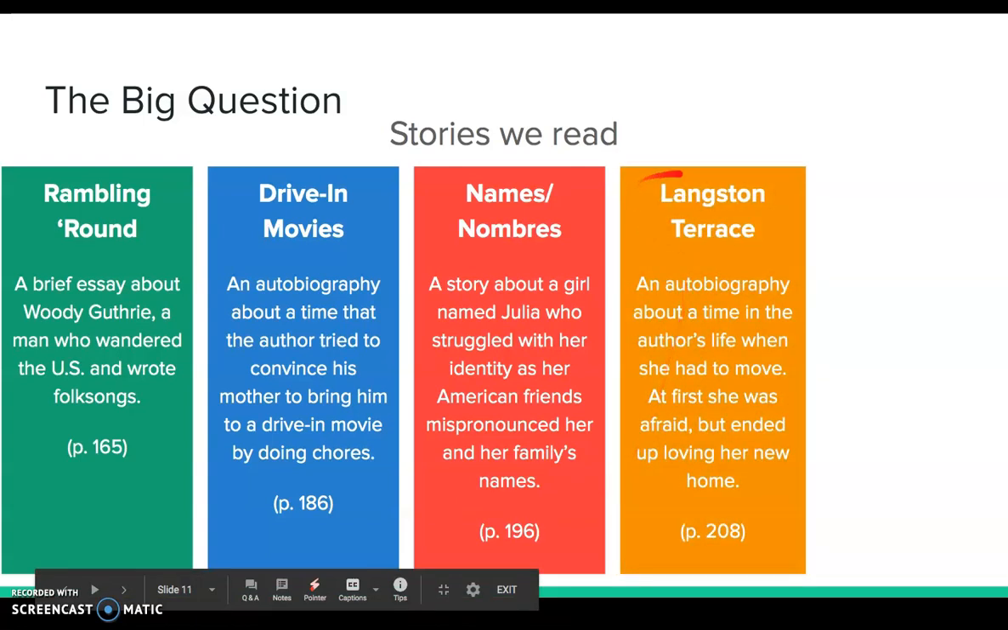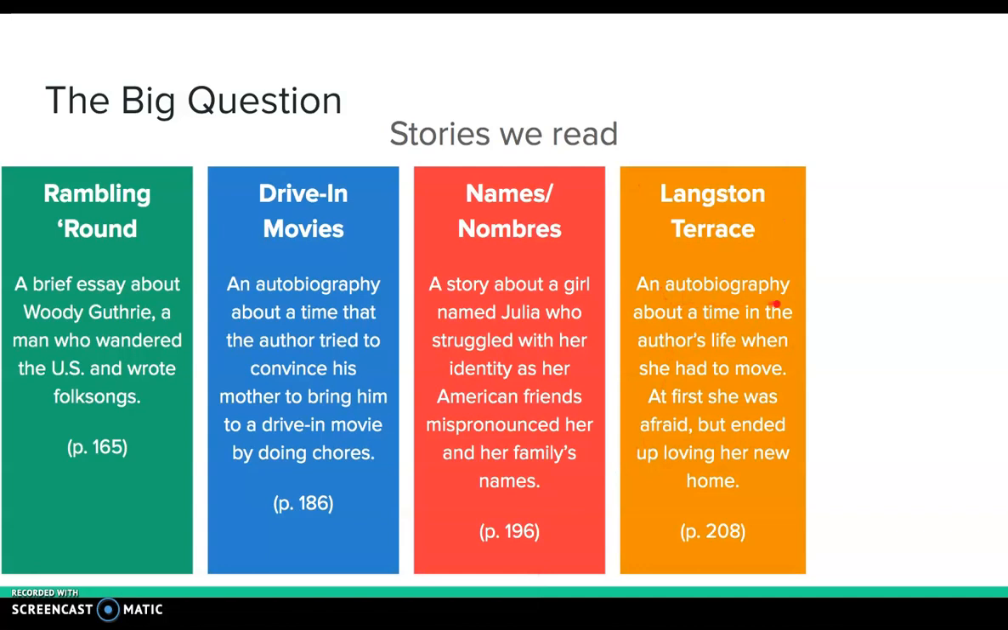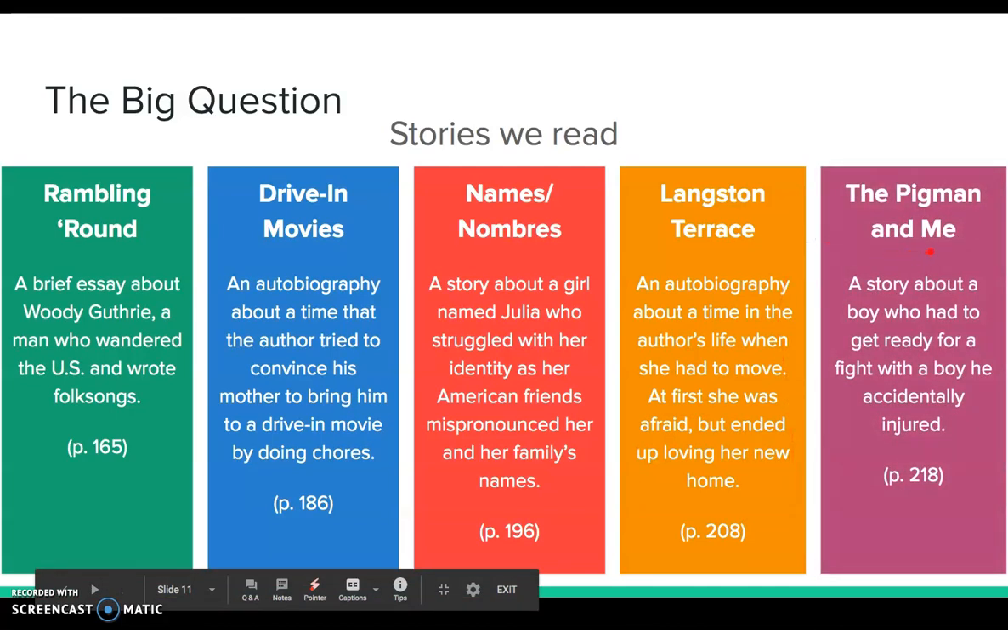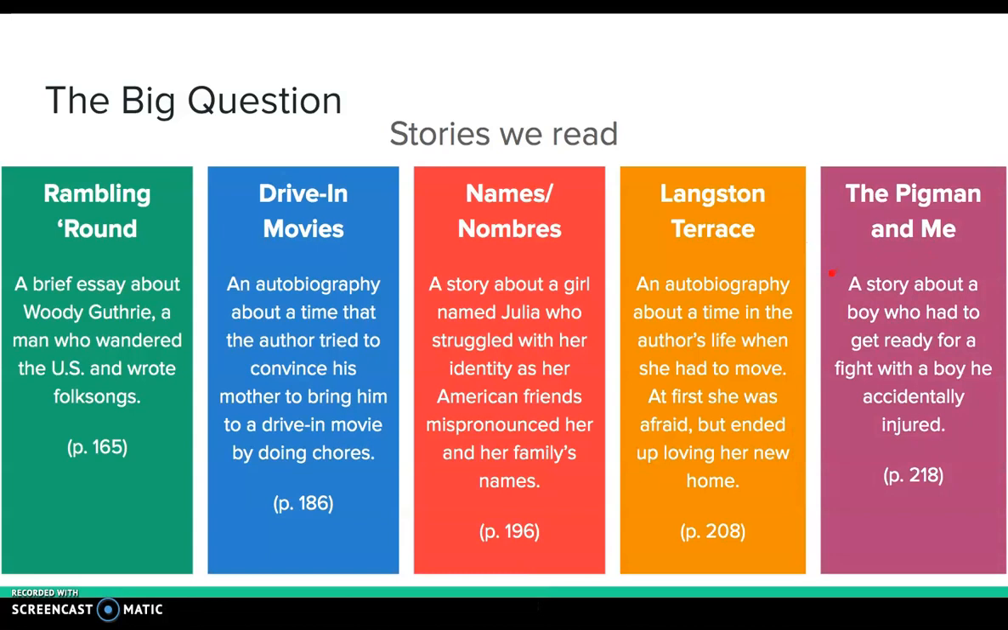We recently read Langston Terrace, which was another autobiography. In fact, I think Names and Nombres was as well. About a time in the author's life when she had to move. At first she was afraid, but then she ended up loving her new home. That's page 208. And then lastly, The Pigman and Me, our most recent story, and I think probably my favorite out of all 4 or 5 of these.